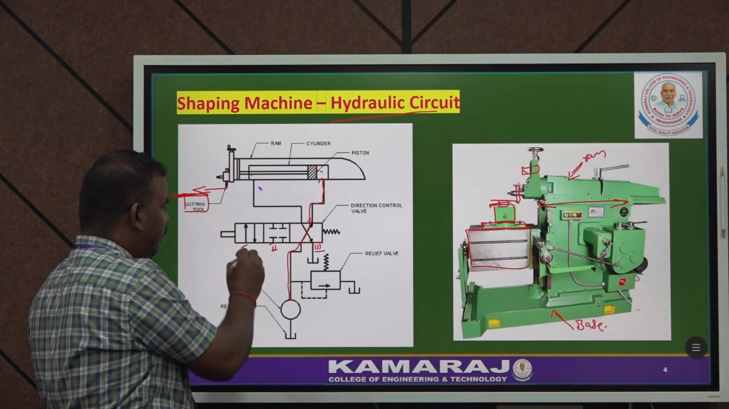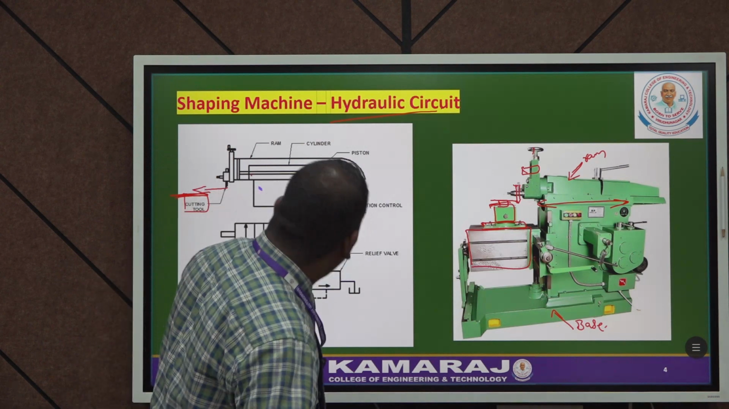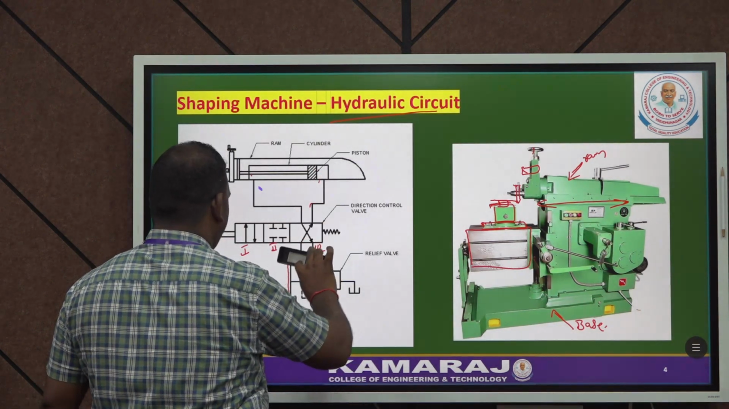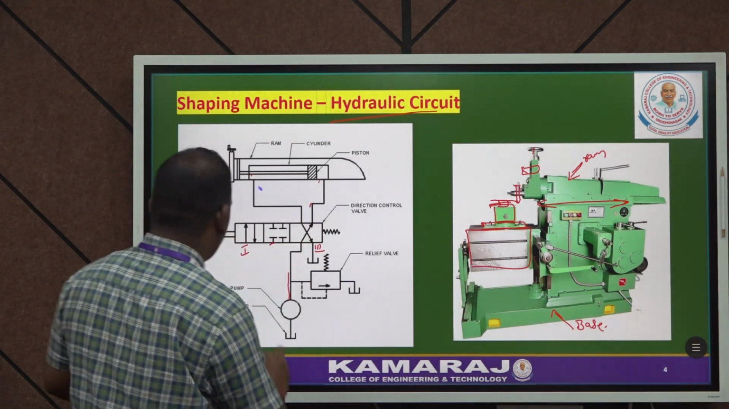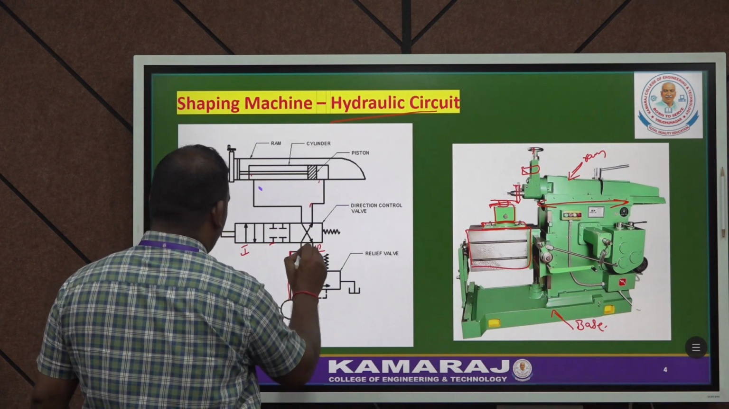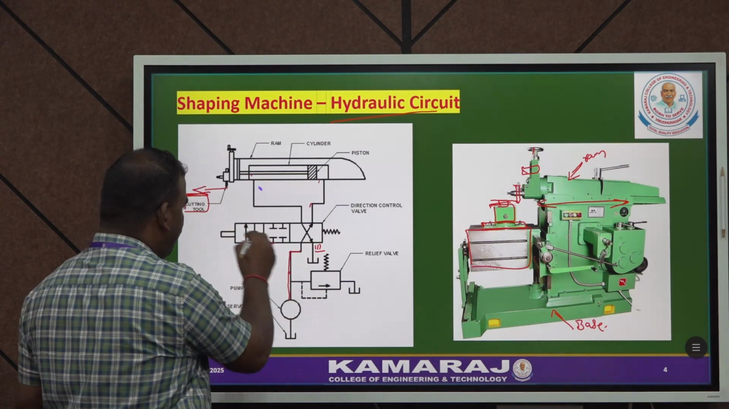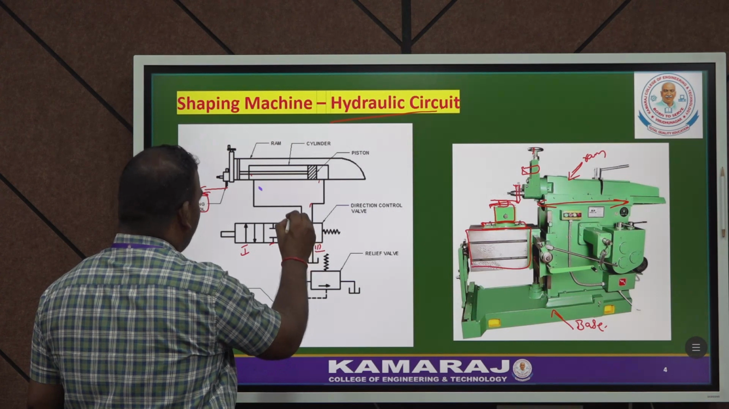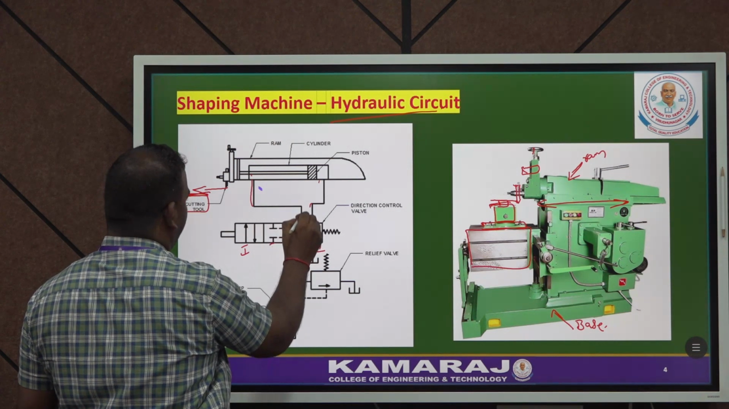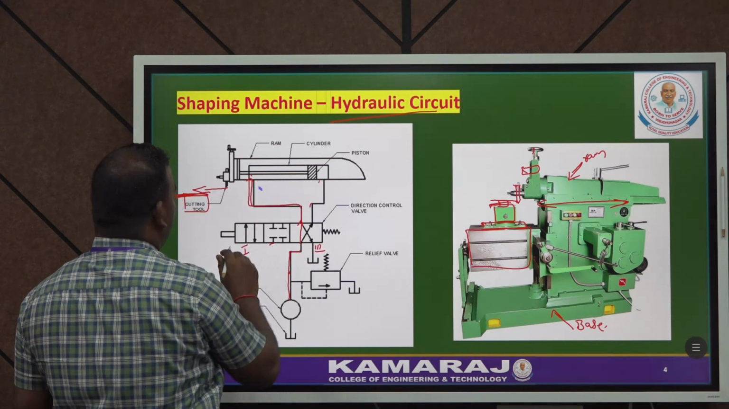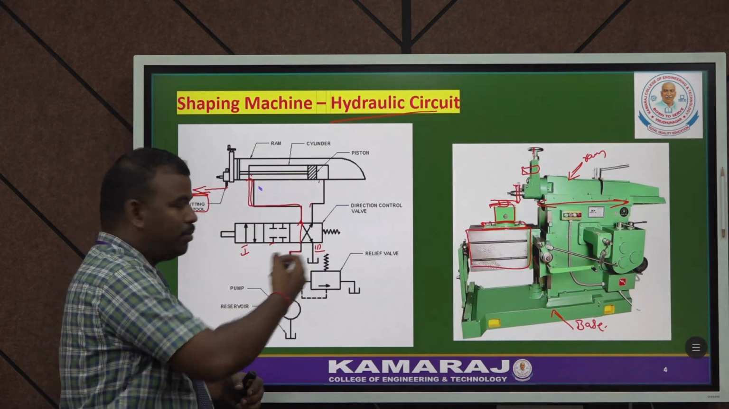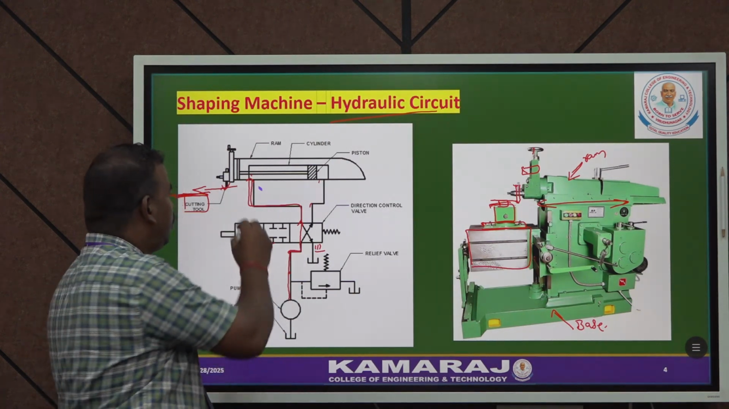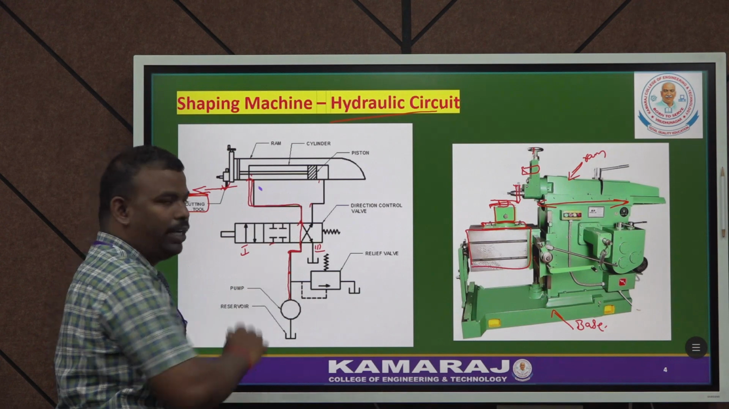When the first position is actuated, the oil flows directly to the rod end side. So the tool is retracted. The forward and reverse motion of the tool is completed by using the hydraulic drive.